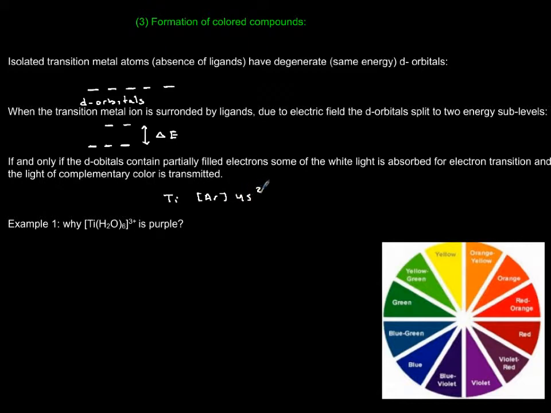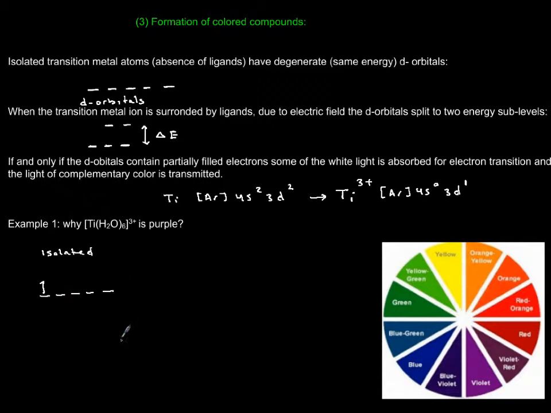4s2 3d2. Now when it forms a charged titanium 3+, it will lose its 4s completely, and 3d will have 1 electron left in it. So there is possibility of color. Now in isolation, this is what happens. So when it's isolated, we have 1, 2, 3, 4, 5 d orbitals, same energy level.